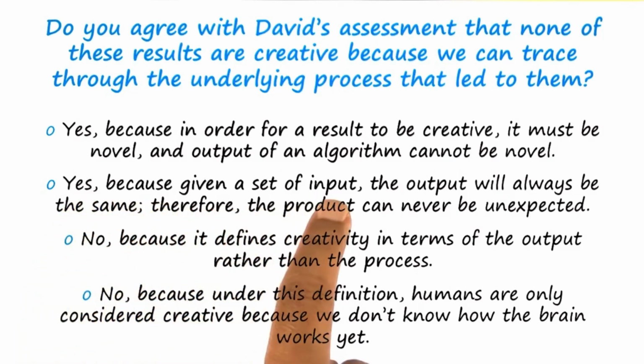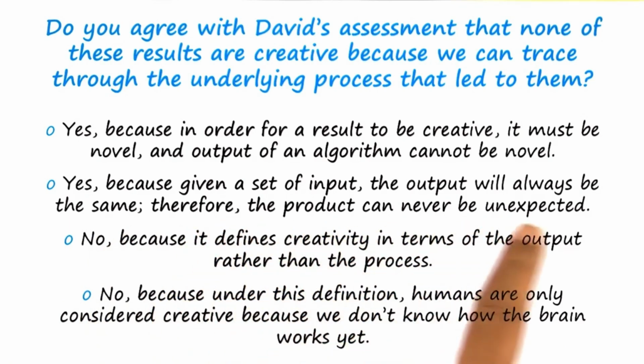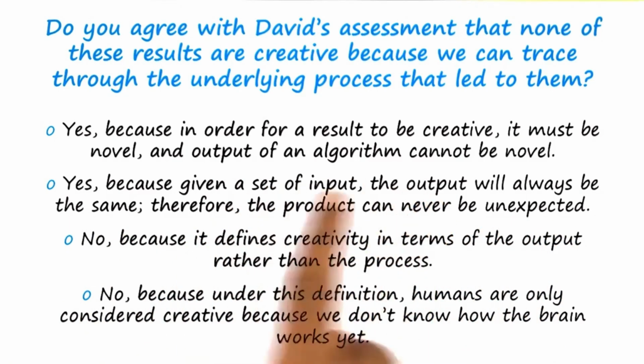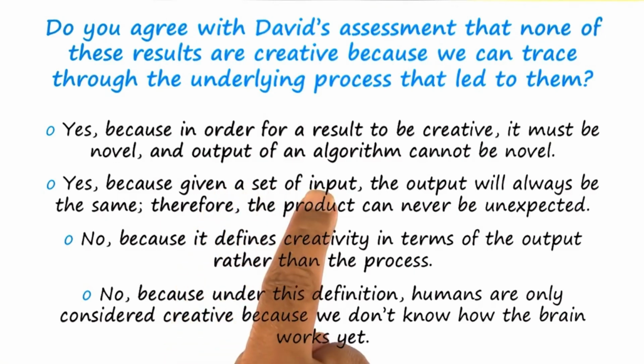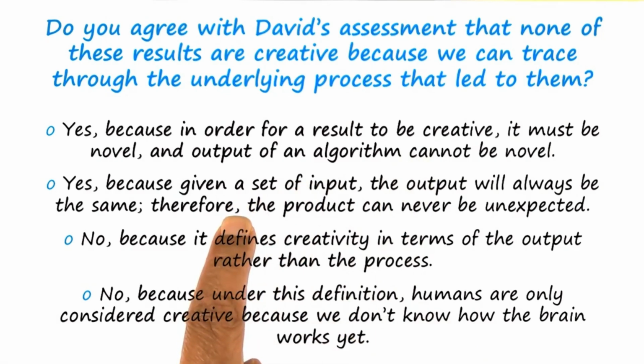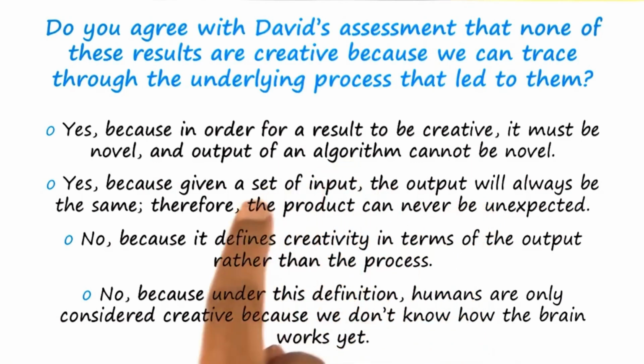Yes, because given a set of inputs, the output will always be the same. Therefore, the product can never be unexpected. The output will depend not just on the input and not only on the methods of the system, but also the situation in which the methods are situated. The output depends not just on the input and the method the AI agent uses, but also the context in which the AI agent is situated. For example, given the same input but different context for the input, the agent may come up with very different outputs, very different understandings of that same input, as we saw in this section on understanding.